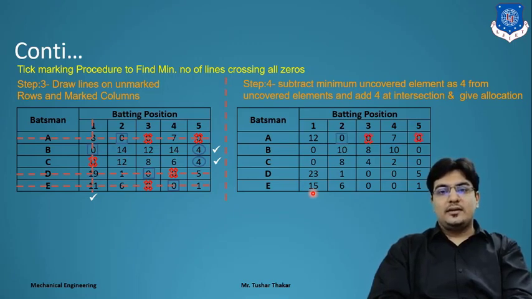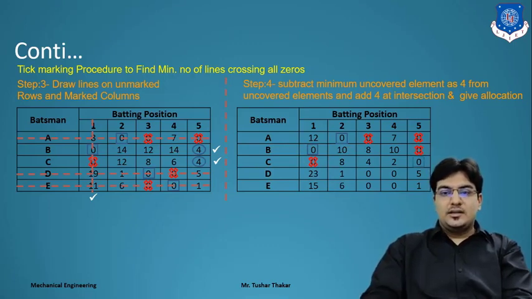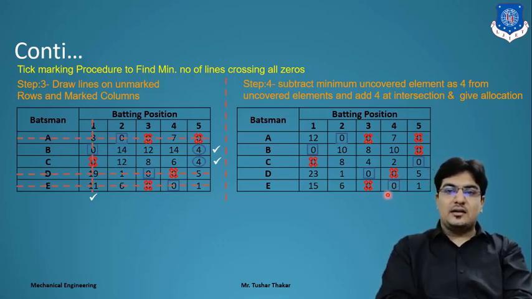Now we can assign the batting positions to the batsmen. First we assign here at 2, so we eliminate the other respective zeros. Next, we assign at point B over here, so we eliminate the 0 in that respective row and column. Next we provide the next position here, eliminate here and provide this. So all 5 assignments are assigned to the batsmen for the batting positions.